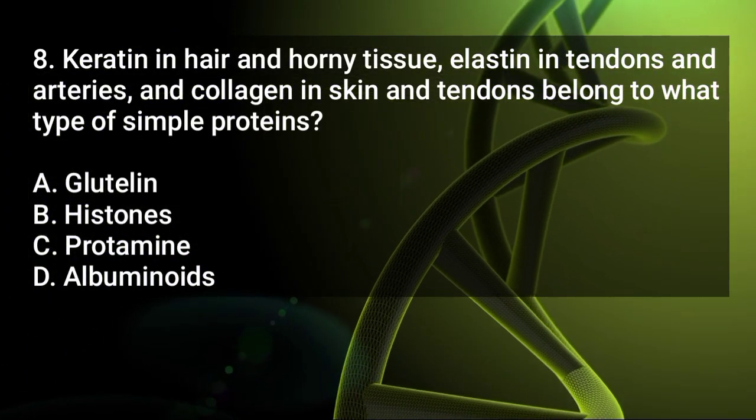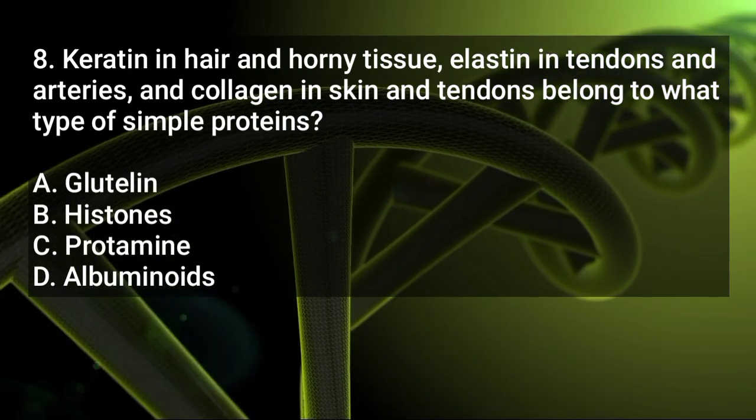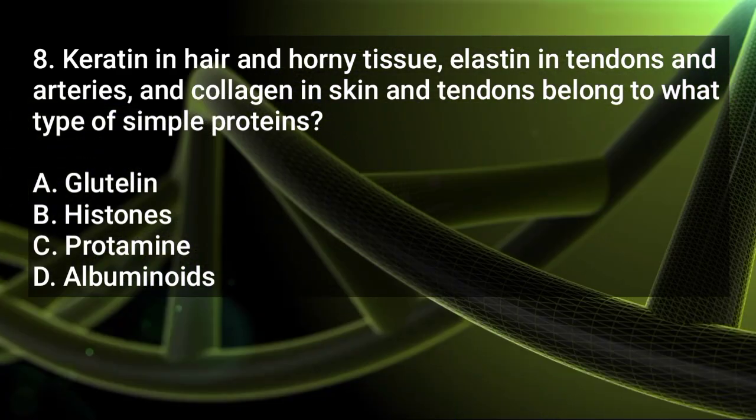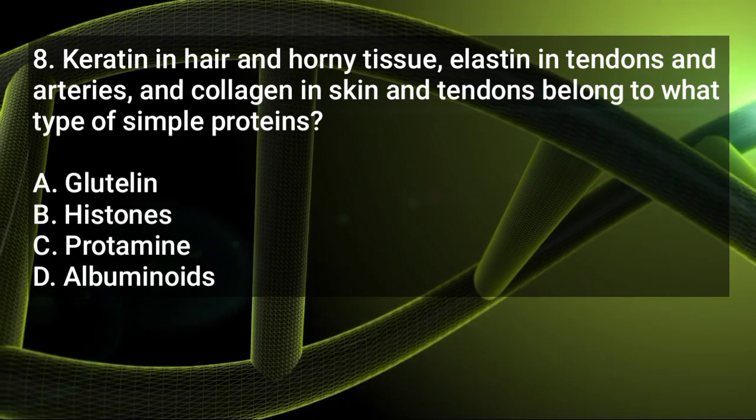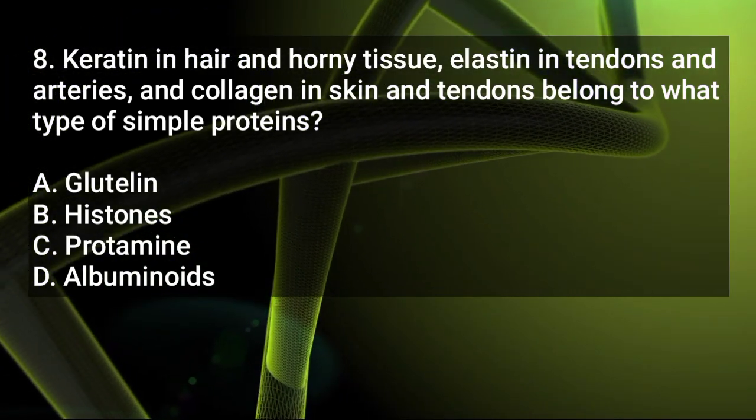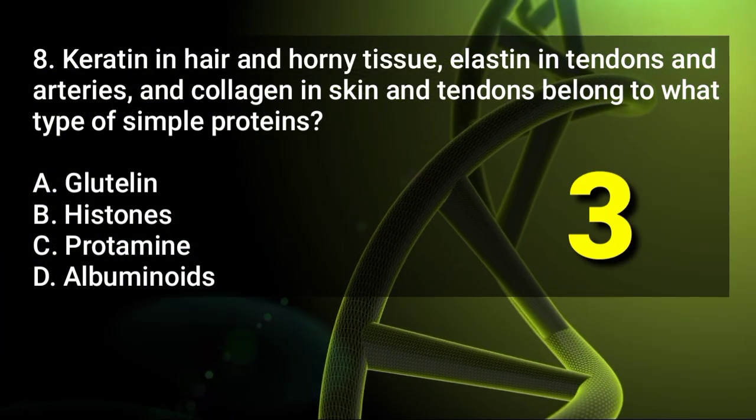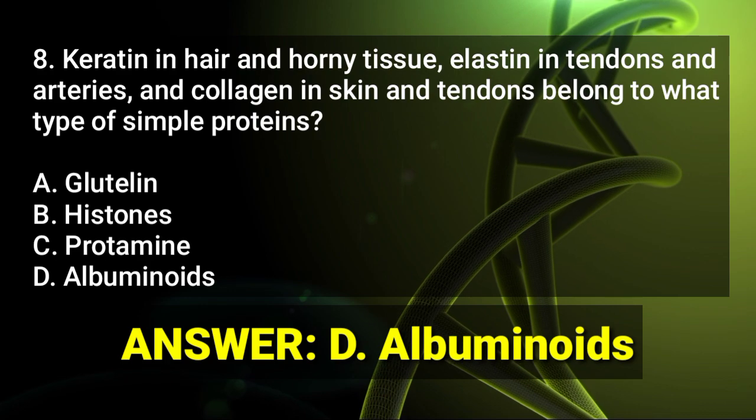Question number 8. Keratin in hair and horny tissue, elastin in tendons and arteries, and collagen in skin and tendons belong to what type of simple proteins? A. Glutenin. B. Histones. C. Protamine. D. Albuminoids. Answer: D. Albuminoids.